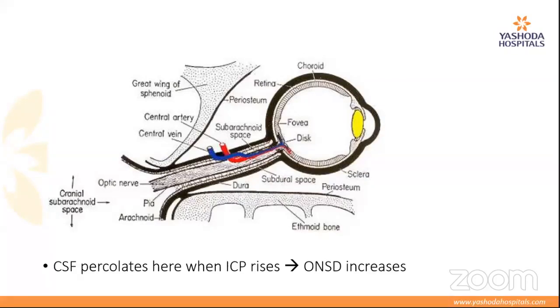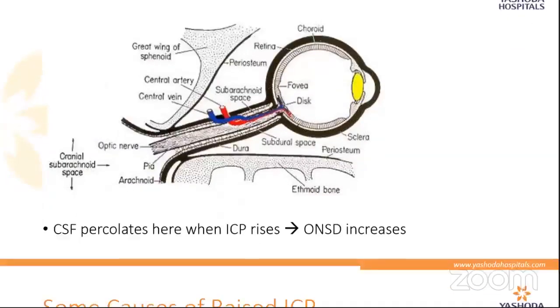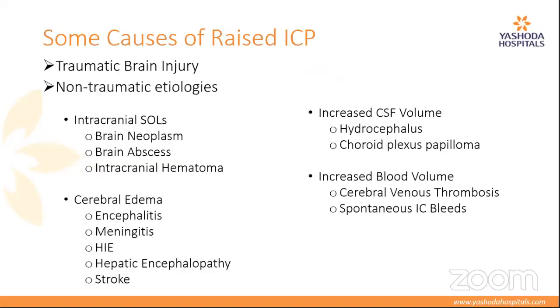See, there are several causes, which are traumatic and non-traumatic. Non-traumatic causes include intracranial pathologies: cerebral edema, increased CSF volume, and increased blood volume, and SOLs like neoplasm, abscess, and hematoma. Cerebral edema can occur in encephalitis, meningitis, hypoxic injury, hepatic encephalopathy, and stroke. CSF increase can be seen in conditions like hydrocephalus and choroid plexus papilloma, and increased blood volume is seen in CVT, that is cerebral venous thrombosis, and spontaneous intracranial bleeds. So these are some non-traumatic etiologies, and we have conducted this study on non-traumatic patients only.